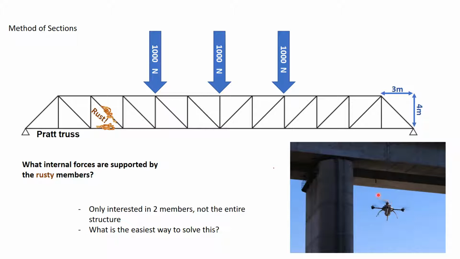So let's say you have your quadcopter and it's doing a little survey and it finds, oh no, a rusty chunk in your bridge. Now, most of the bridge is just fine. It's just this one little spot that you are worried about. So you don't need to solve for the entire bridge. You just want to solve for this one little spot.